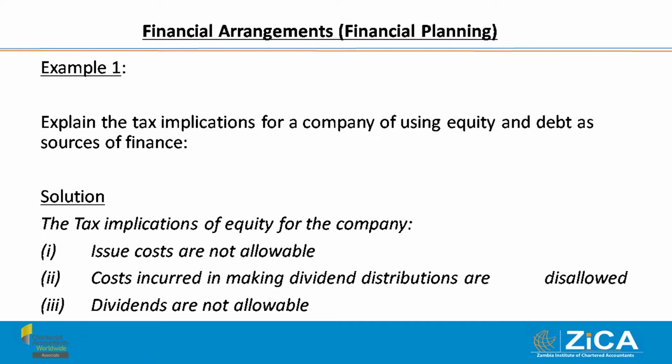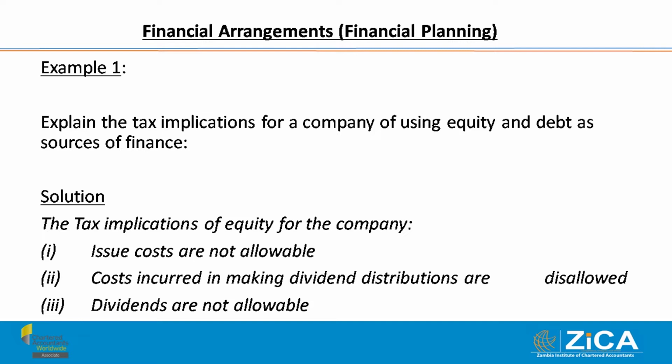So we start first of all with equity, because firstly, this question wants us to explain the tax implications of using equity for a company, and secondly, to also explain the tax implications of using debt for a company. So we start with equity. What are the tax implications when a company uses equity as a source of finance?